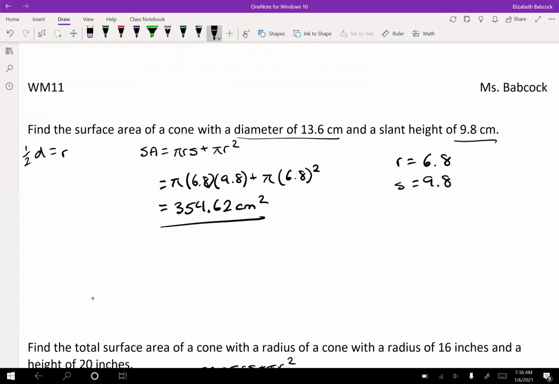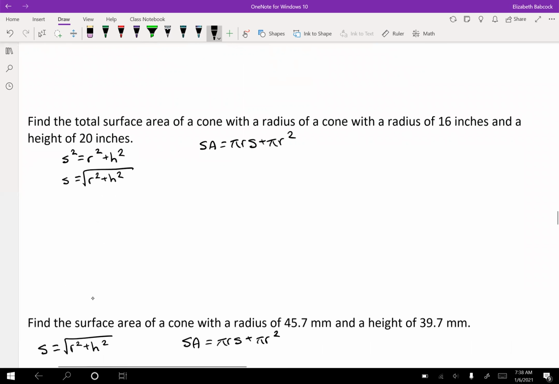Once again, if you get any of these questions and you're getting a different answer, no matter how many times you try it, come see me and we'll figure out what's going on. It is purely possible that I made a mistake in these questions, so just bear with that. Next one, we have to find the total surface area of a cone with a radius of 16 inches.